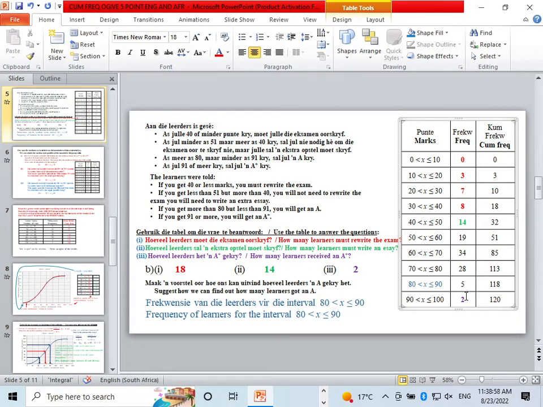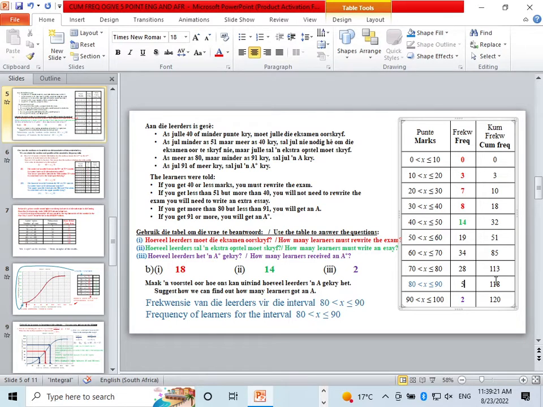Okay. How many learners did not get an A? 113. Because the cumulative frequency gives us all the values up to that one. You understand cumulative frequency? Okay.